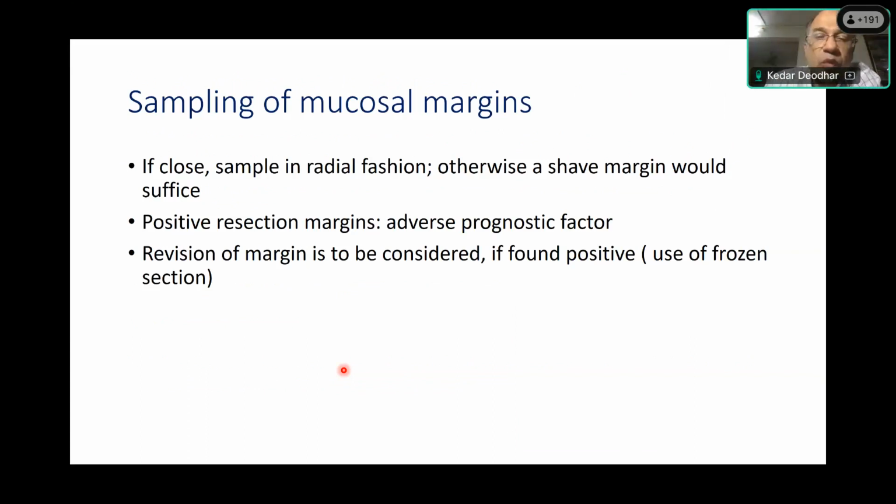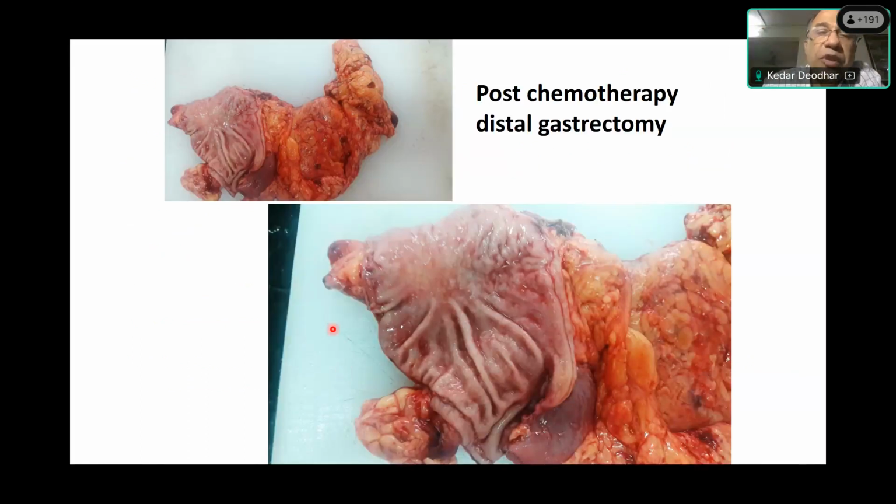This is a specimen of carcinoma stomach, resected after chemotherapy. So we don't really see any tumor. Here we are just seeing a plaque-like area or an area of thickening, and this is perhaps best judged with palpation. So palpation is crucial, especially in the post-chemotherapy setting.